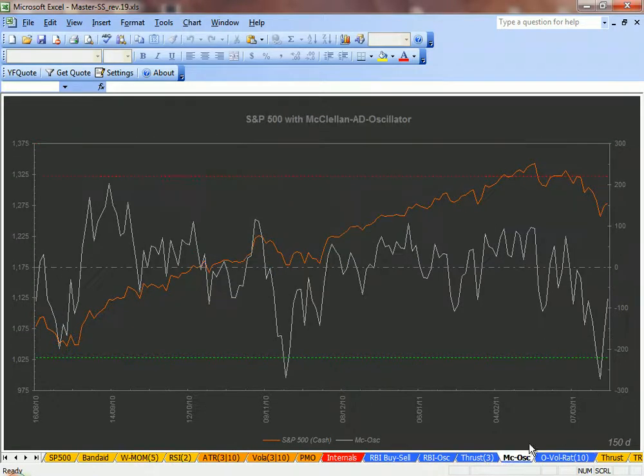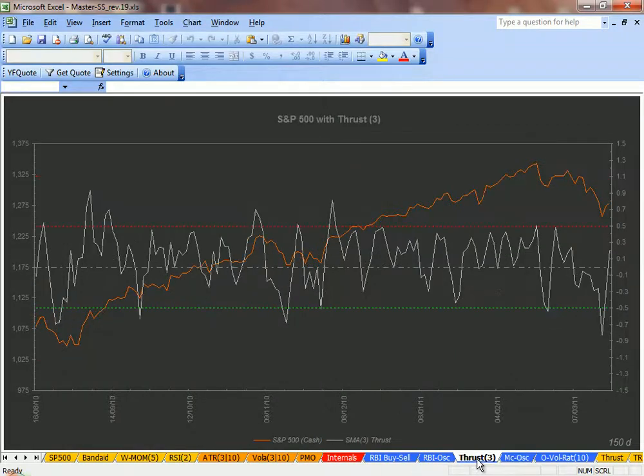The McClellan oscillator, this is pretty popular, an old-fashioned indicator, but as you can see at prior lows, it reaches its extremes and then can come back towards the middle. My 3-day thrust oscillator, this is a very good short-term gauge, getting down below these bands, reached a very extreme minus 83 on Wednesday.